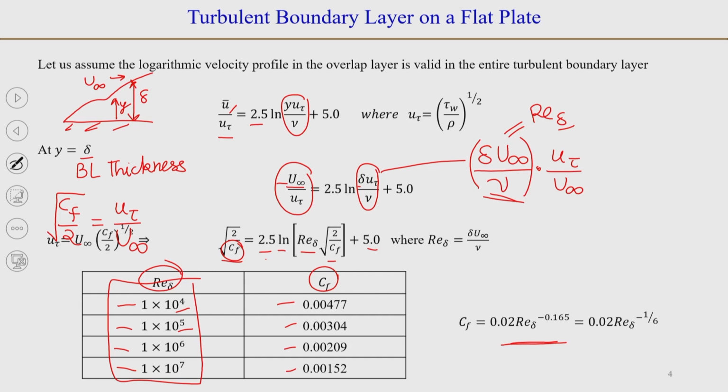So, when we fit this, we can write Cf is 0.02 Re delta raised to the power minus 0.165, or, close to it, minus 0.166. So, we can write in this form Cf is 0.02 Re delta raised to the power minus 1 by 6. Now, what we have is a simpler relationship between Cf and delta.